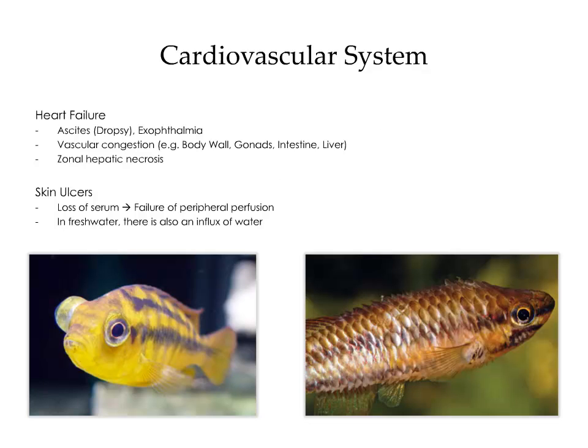Heart failure is associated with a number of lesions, including ascites, also known as dropsy, and exophthalmia. You also tend to see vascular congestion throughout the body, particularly within the body wall, the gonads, the intestine, and the liver. You might also see zonal hepatic necrosis as a result of ischemia from passive congestion. The image to the bottom left is an example of exophthalmia. The image to the bottom right is an example of dropsy.